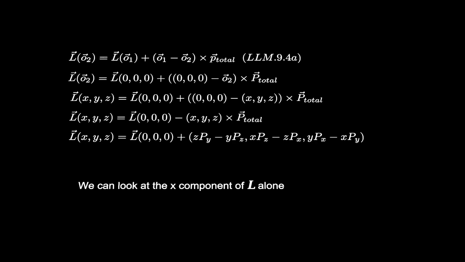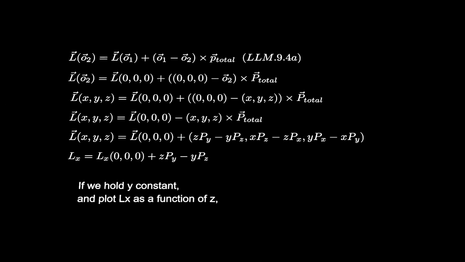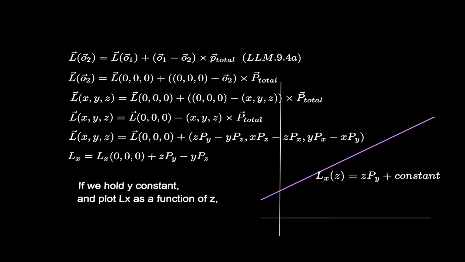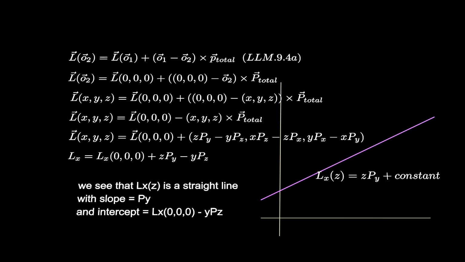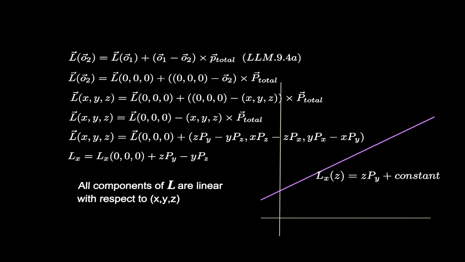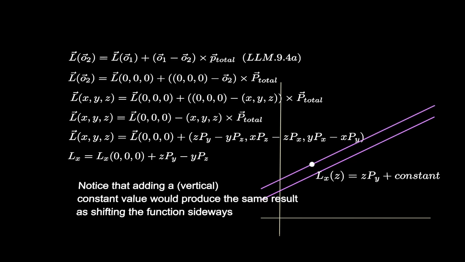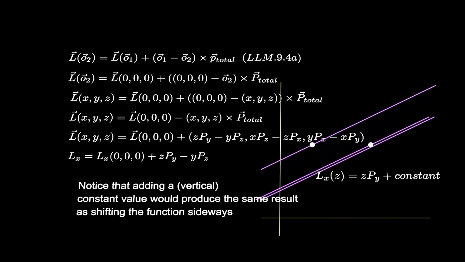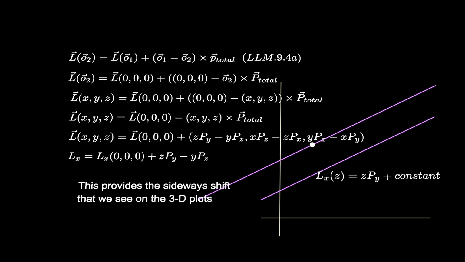We can look at the x component of L alone. If we hold y constant and plot Lx as a function of z, we see that Lx of z is a straight line with a slope of py. All components of L are linear with respect to x, y, and z. Notice that adding a vertical constant value would produce the same result as shifting the function sideways. This provides the sideways shift that we see on the 3D plots.